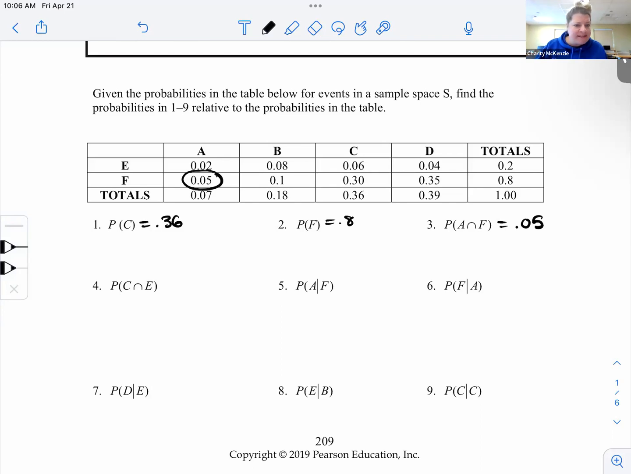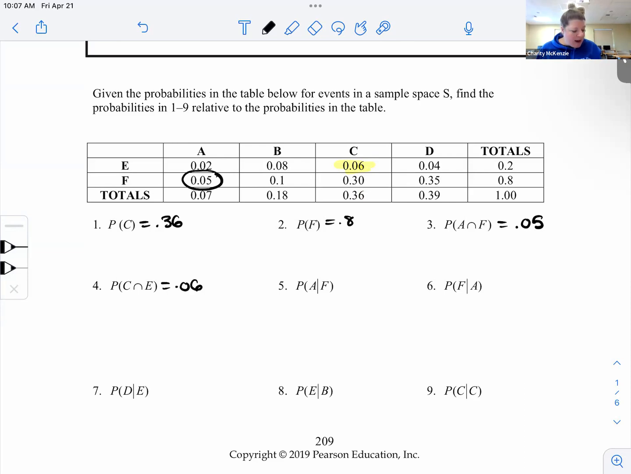Okay, 4, what's the probability of C intersection E? So C intersection E, so C and E is the 0.06. Okay, so that's this one, C and E. So that one is going to be 0.06.